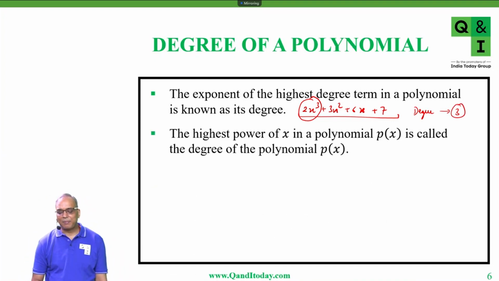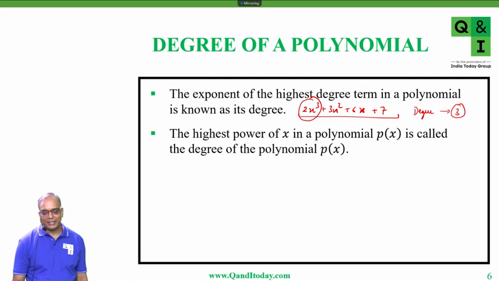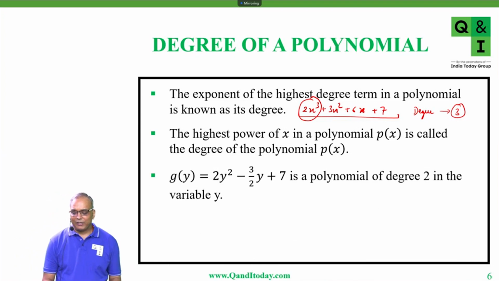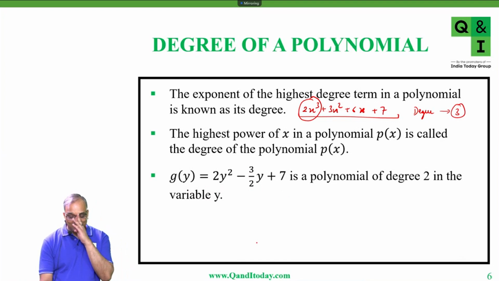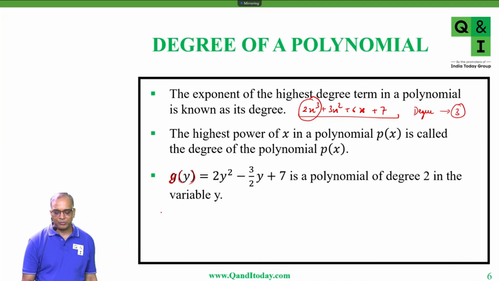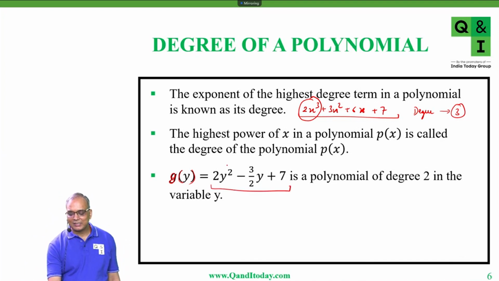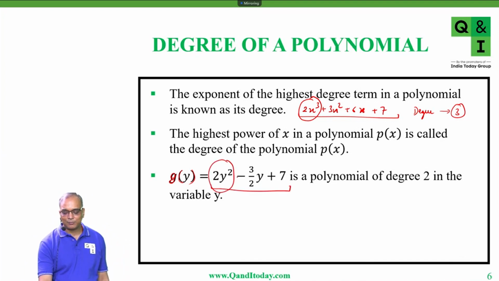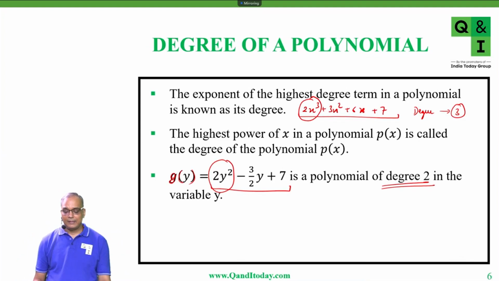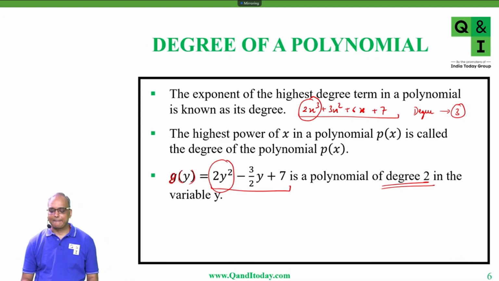Now, second, the highest power of x in a polynomial p(x) is called the degree of the polynomial p(x). This is another way of stating this. For example, here in g(y) equal to 2y square minus 3 by 2y plus 7, g is the name of the polynomial and y represents the variable in the polynomial. Here you can see the highest degree term is 2y square and the exponent is 2. So that's why we say that the degree of the polynomial is 2 in this case. Is it clear to everyone? You have understood what degree of a polynomial means?